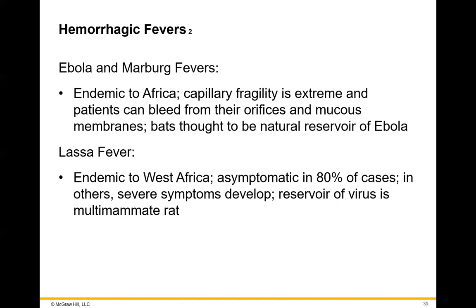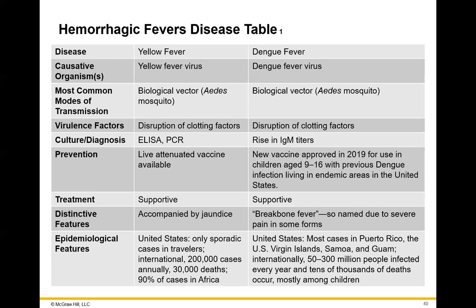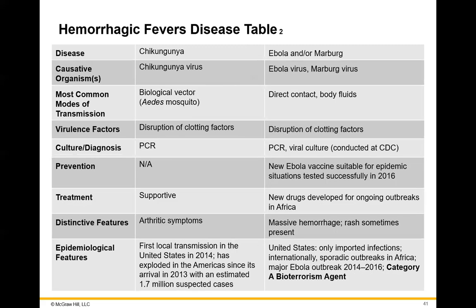Then we have Lassa fever. This one is strange. Most cases are going to be asymptomatic. 80% of people don't have any symptoms, and then of the 20% of people that have symptoms, you're going to have hemorrhagic fever, and it's extremely severe. So it's a strange one. But again, another hemorrhagic fever. And let's go on.